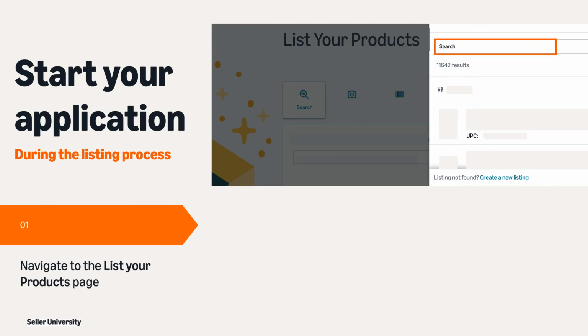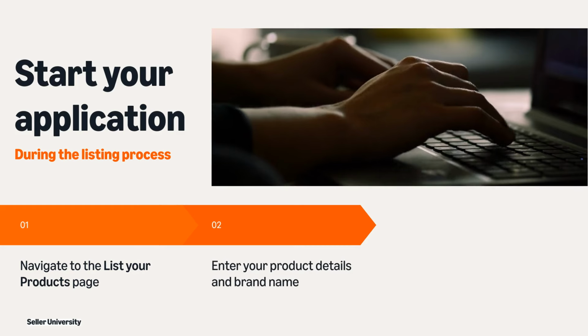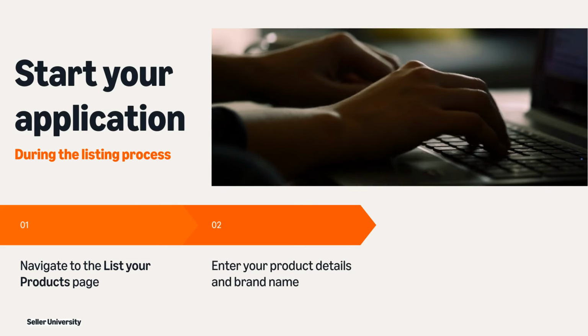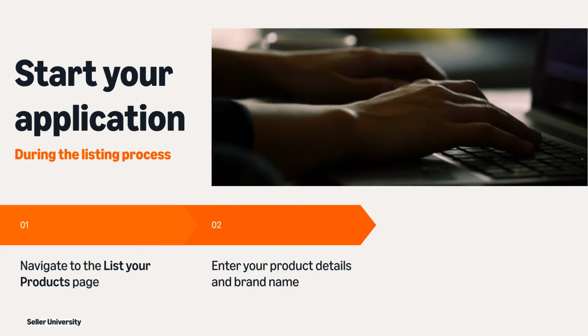title into the search bar. At the bottom of the search results, click Create a New Listing. Start by filling in your product details and selecting the appropriate product type and category. Then, enter a brand name for your product.